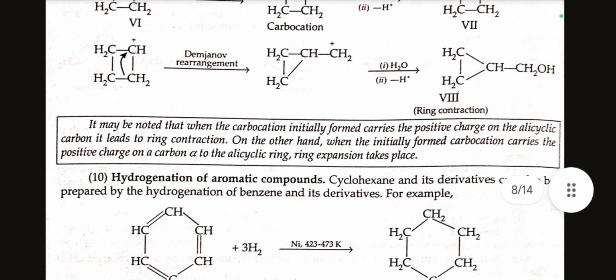It may be noted that when the carbocation initially formed carries the positive charge on the alicyclic carbon, it leads to ring contraction. On the other hand, when the initially formed carbocation carries the positive charge on a carbon alpha to the alicyclic ring, ring expansion takes place.